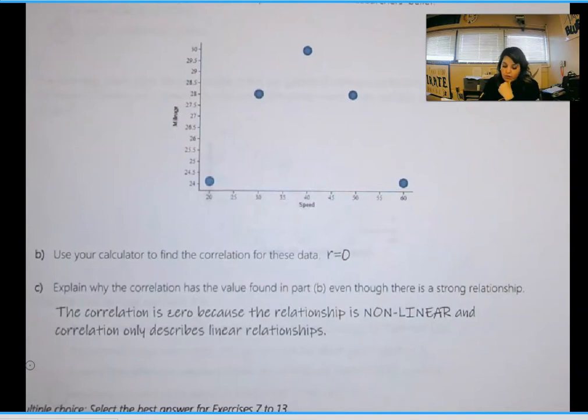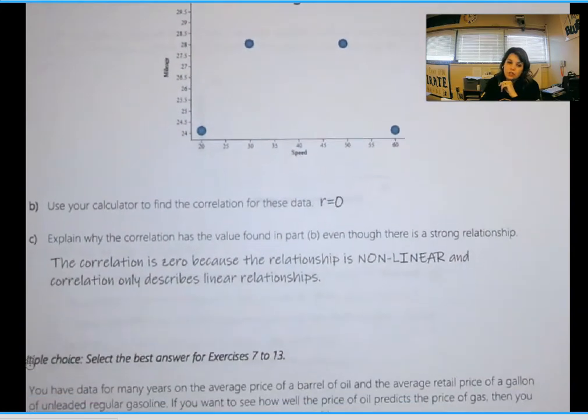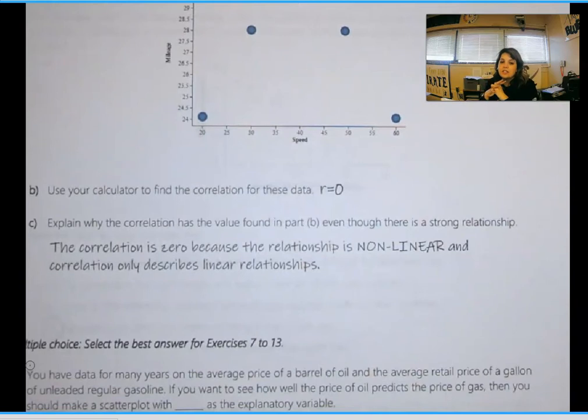Explain why the correlation has the value found in part B, even though there is a strong relationship. The correlation is 0 because the relationship is nonlinear. You can only use R to describe linear relationships. So it's 0, even though there clearly is an association between speed and miles per gallon. The R is 0 because it's nonlinear.